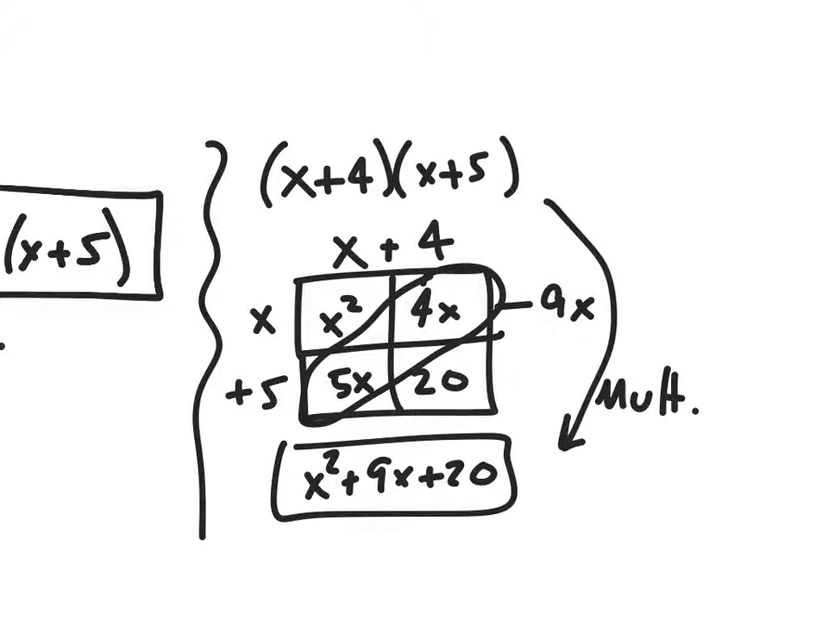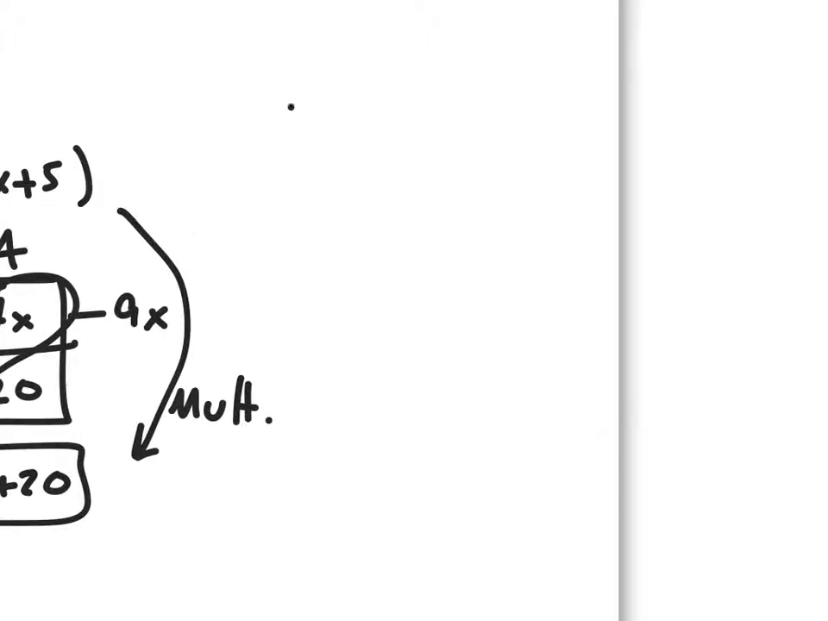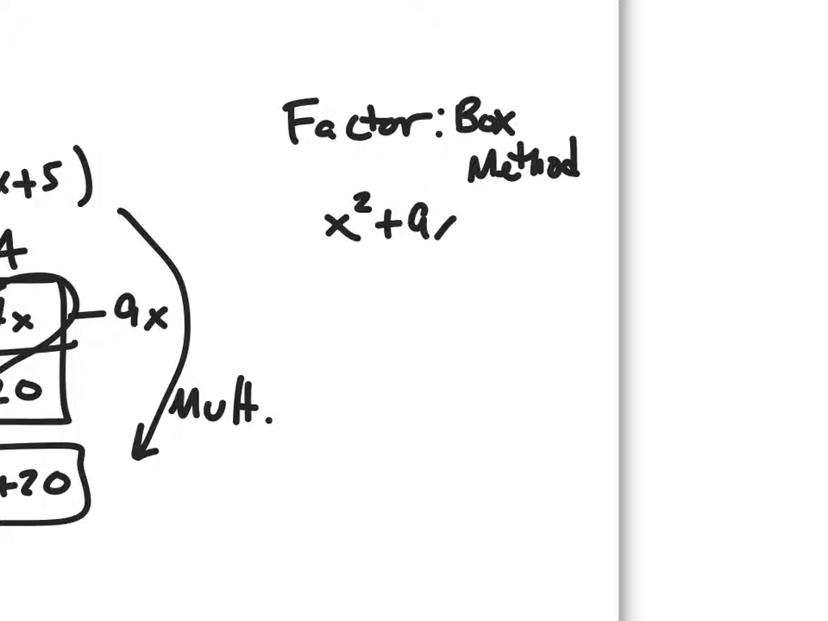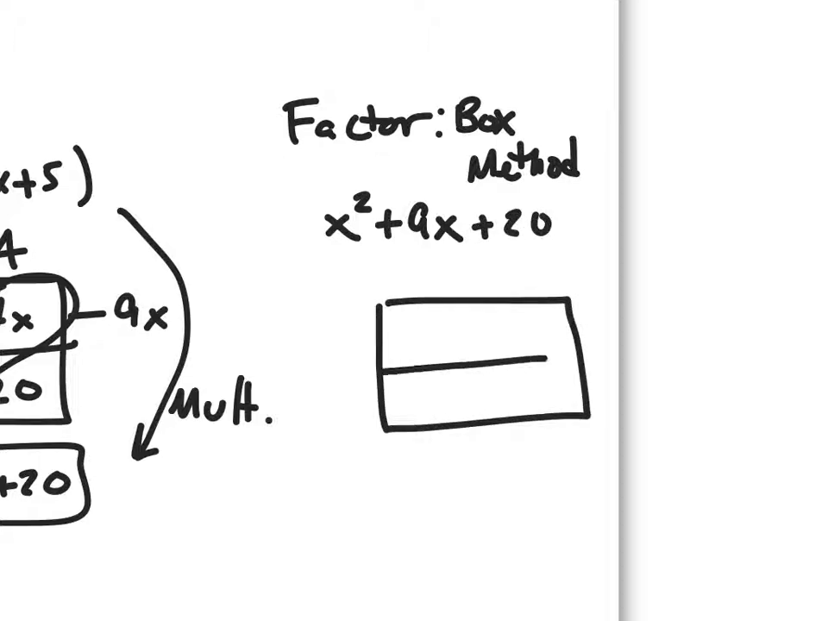But what I want to do is factor. So if I factor using the box method, what I'm going to do is this. I start with x squared plus 9x plus 20 and draw my box. My first term, x squared, is going to go in this box here. And then my last term, 20, is going to go in this box down here.